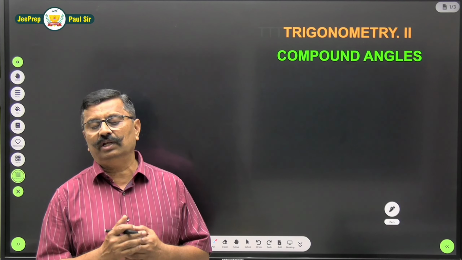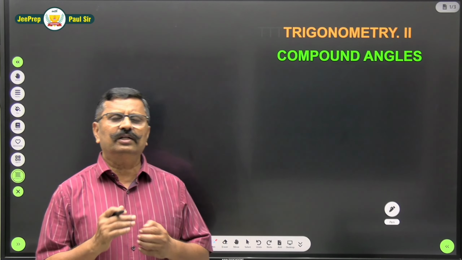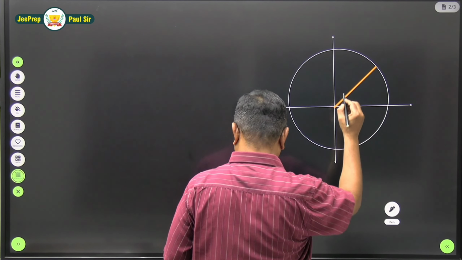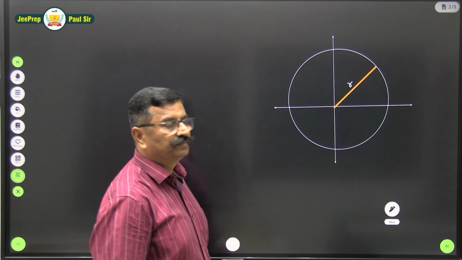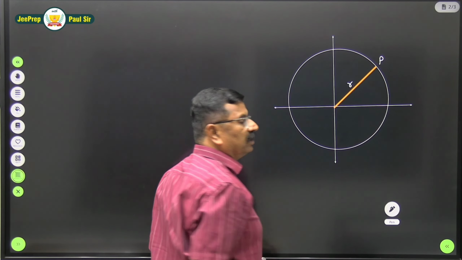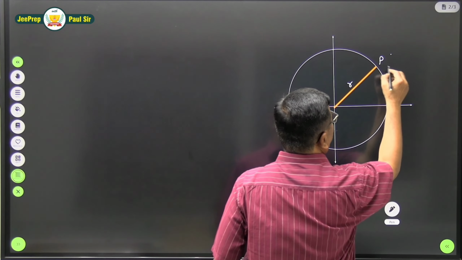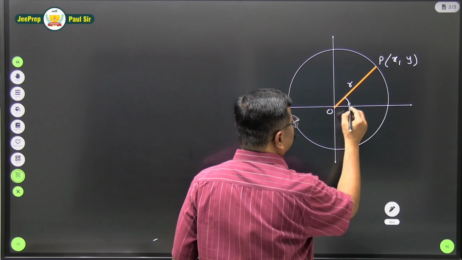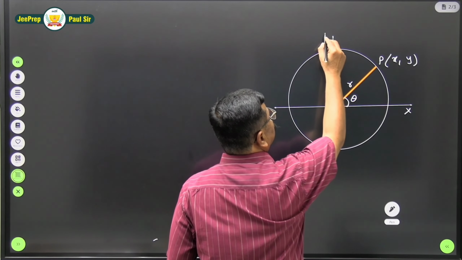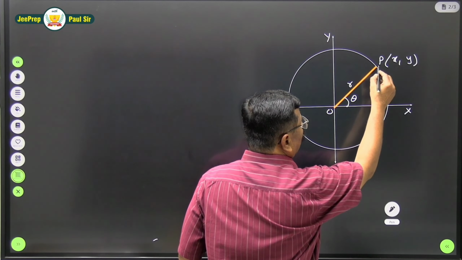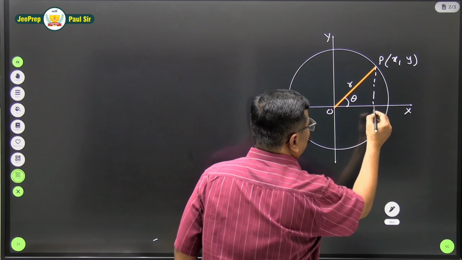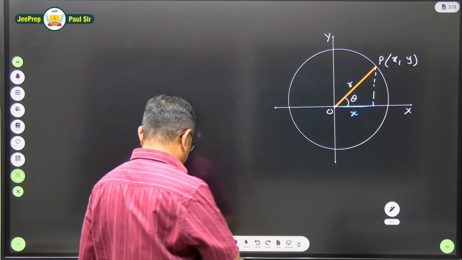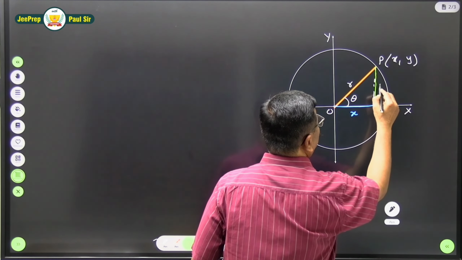But before we go to the derivation of the cos A minus B formula, let us revise one simple concept. This is a circle of radius r and P is a point on the circle. The coordinates of point P, as usual, we write as x comma y. Now segment OP makes an angle theta with the x-axis. Then you draw the perpendicular from point P to the x-axis. Then we have this distance as the x coordinate and this distance as the y coordinate.